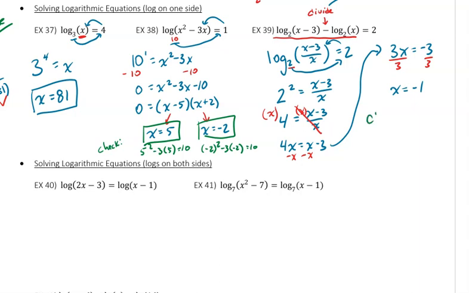Now remember, we still have to check it. So when we check it, we're going to plug it back into the original equation. So it'd be log base 2 of negative 1 minus 3. And you can probably already see a problem. Negative 1 minus 3 is negative 4. We can't have a negative inside of a log. So that means this is not an answer. And since we don't have any other answers, we have no solution.